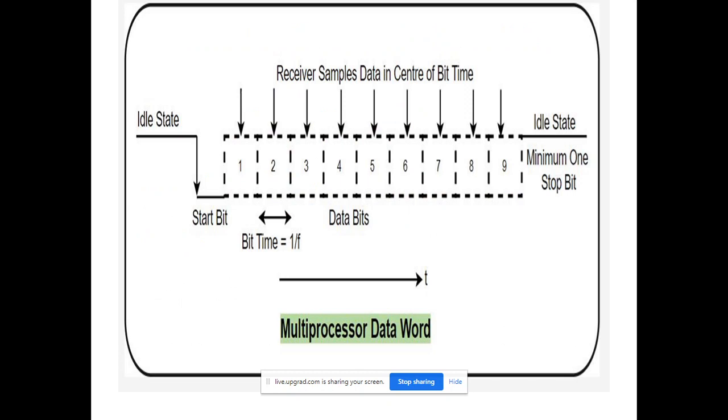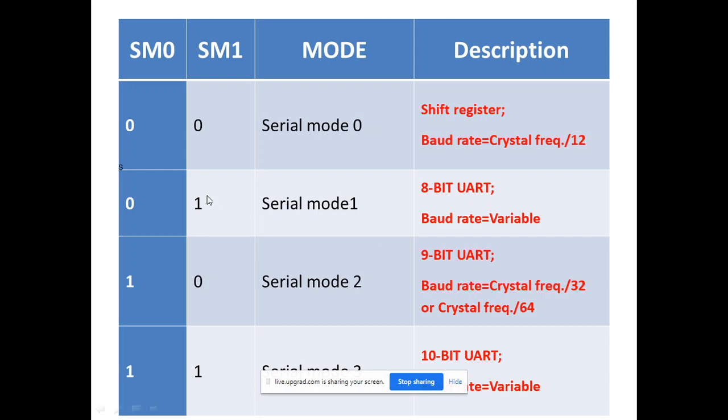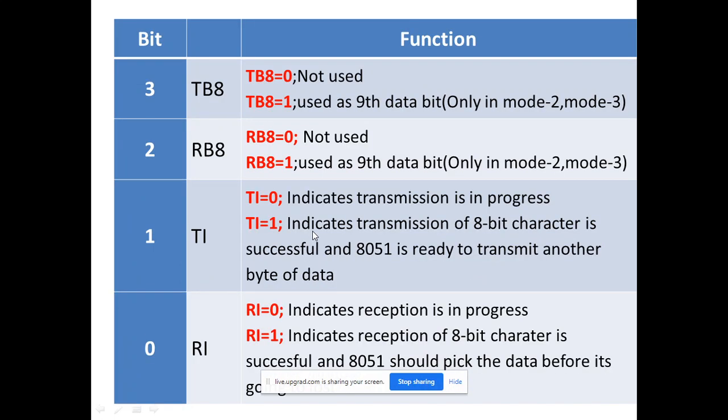In this fashion I have given the explanation regarding the different modes. Mode 0: shift register, fixed baud rate. Mode 1: 8-bit UART, variable baud rate. Mode 2: 9-bit UART with fixed baud rate, that is crystal frequency divided by 32 or crystal frequency divided by 64. These are the only 2 baud rates possible. And mode 3: 9-bit UART with variable baud rate.